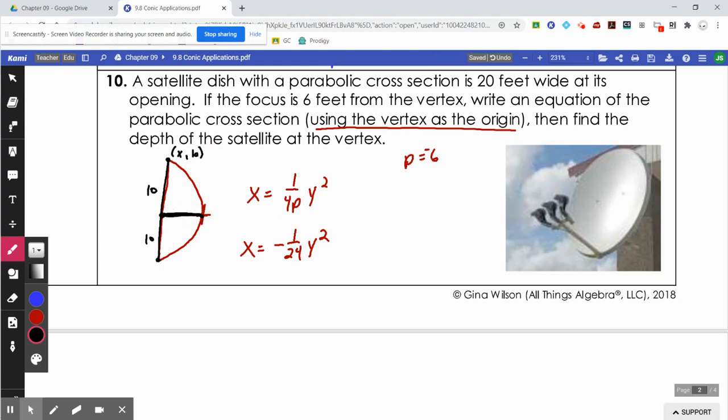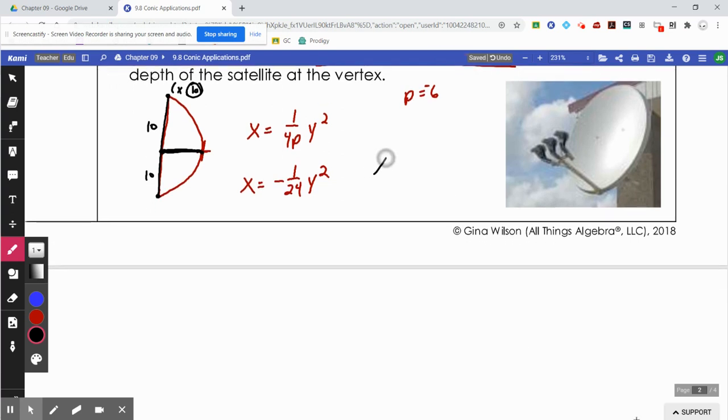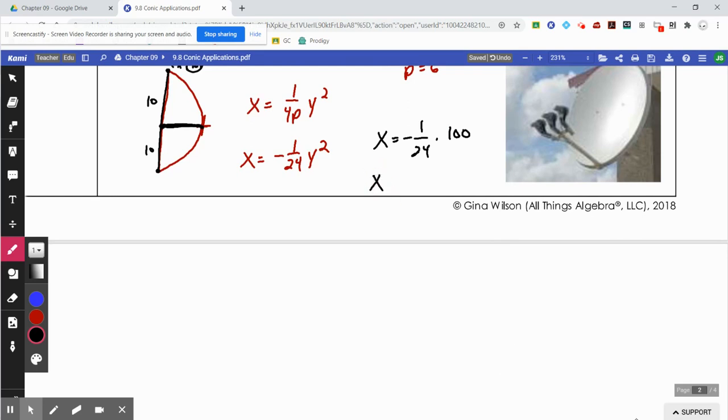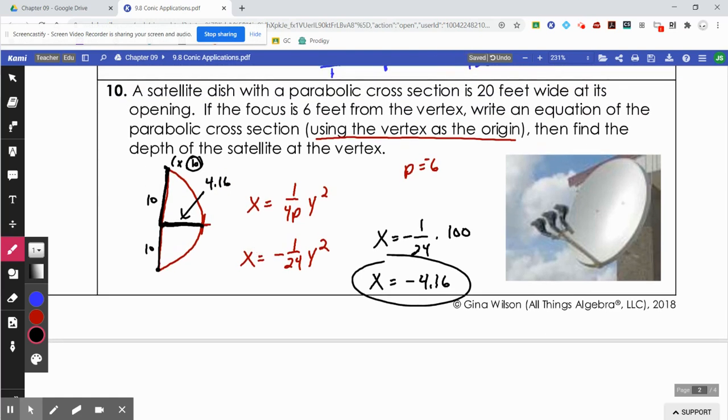So all we have to do to find out how deep it is is plug in 10 for y. So we're going to take our equation and do x is equal to negative 1 over 24 times 10 to the second power, which is 100. So our x value there is going to be negative 1 over 24 times 100, which is about negative 4.16. So this point right here on your parabola is negative 4.16 comma 10. So therefore, the depth is going to be about, you don't have to worry about the negative since you're talking about a measurement, about 4.16, and that is in feet.